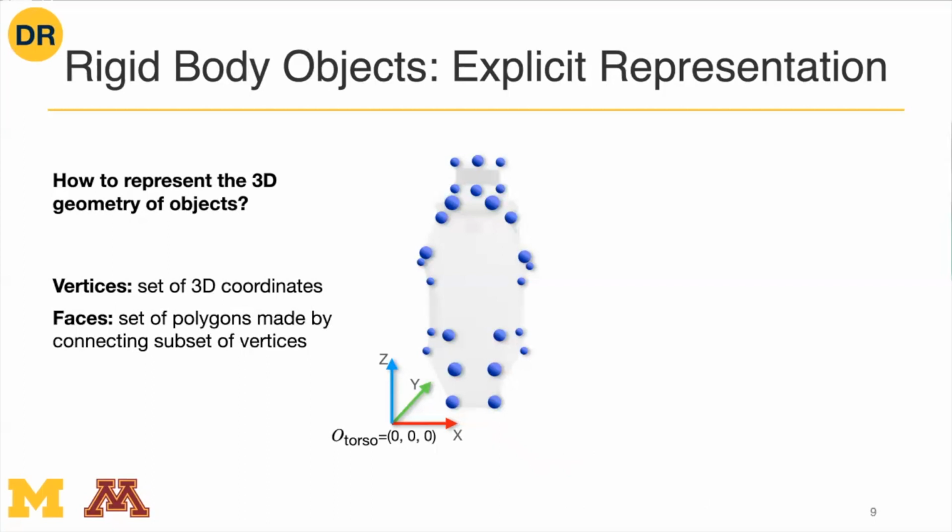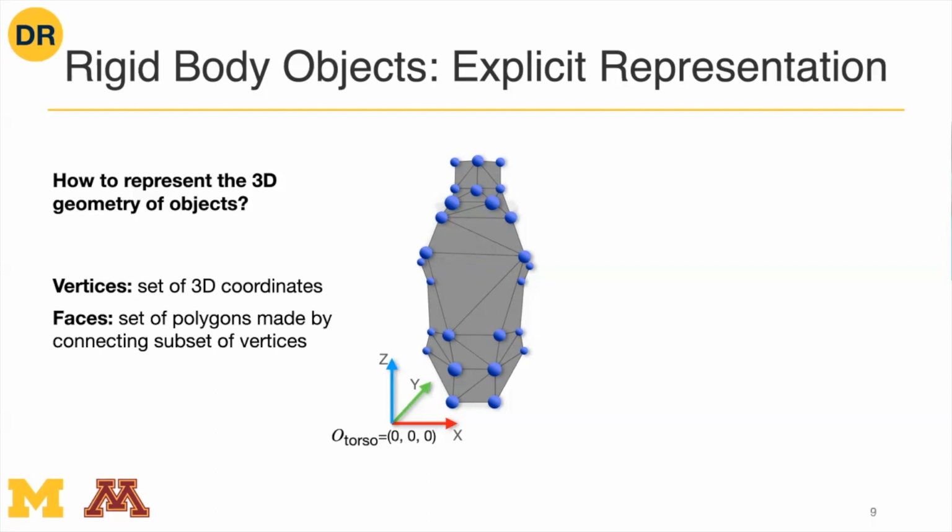The second component, which is generally going to be used in explicit representations, is a set of what are called faces. These faces are just polygons that are made by connecting subsets of our vertices that lie on the surface of the robot. You can imagine that if you pick out certain points from our vertices set and define those points as lying at the corners of a triangle, then you can imagine placing these different triangles in 3D space that have corners at each of our vertices. And in total, in the composite of those faces, you're going to end up with some approximation for the surface of our rigid body geometry, so of our rigid body object.